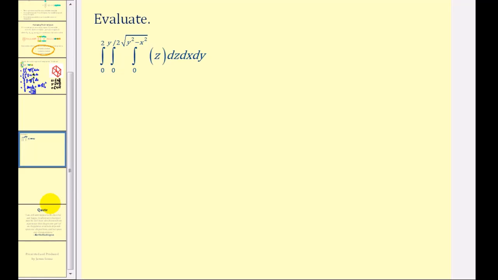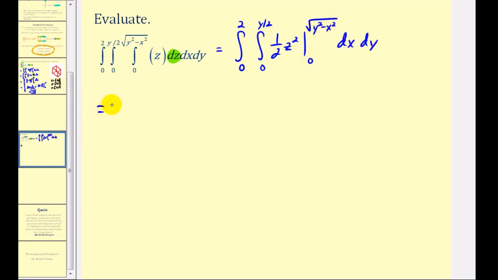Let's take a look at another example. Notice we first integrate with respect to z. So we'll have z squared over 2, or 1/2 z squared. We evaluate this at our limits of integration. This is nice, this is z squared, because when we sub in our upper limit of integration, we're just going to have 1/2 times y squared minus x squared. And then when z is 0, this will be 0. I think I'll go ahead and distribute the 1/2.